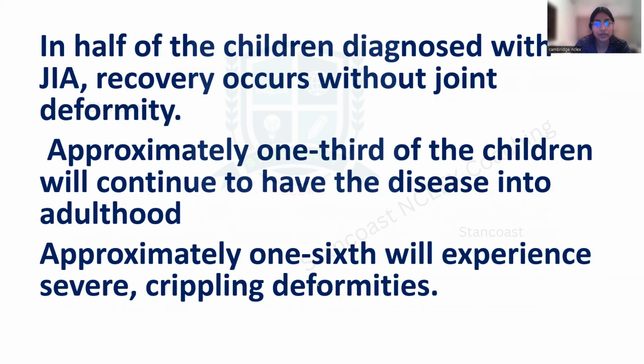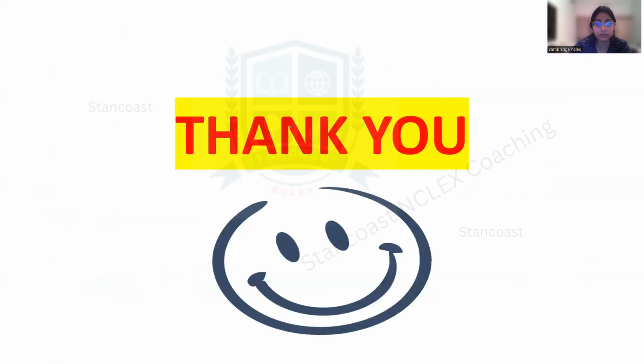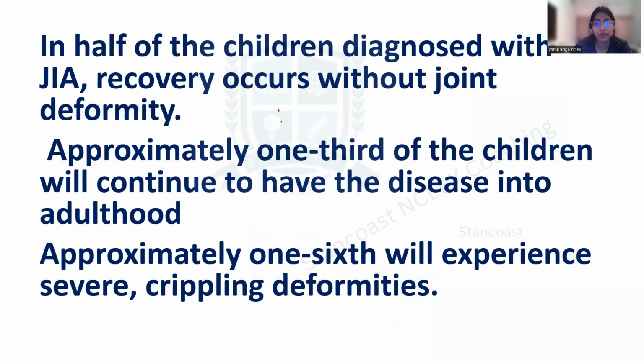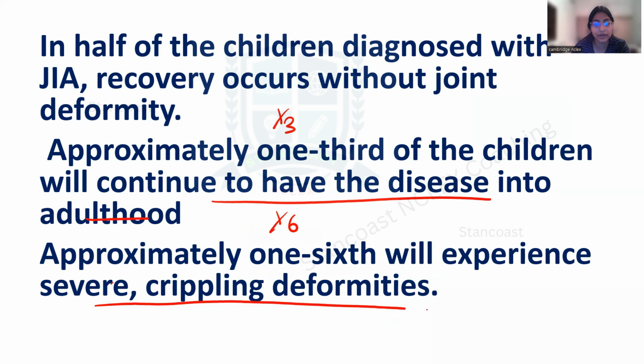So, in half of the children, diagnosis with juvenile idiopathic arthritis occurs without joint deformity. Approximately one third of children will continue to have disease to adulthood, and approximately 1/6 will experience several severe crippling deformities. So, which means that only half of the children are going to recover without having any joint deformity, which is a good thing. And very few children will have a further severe condition.